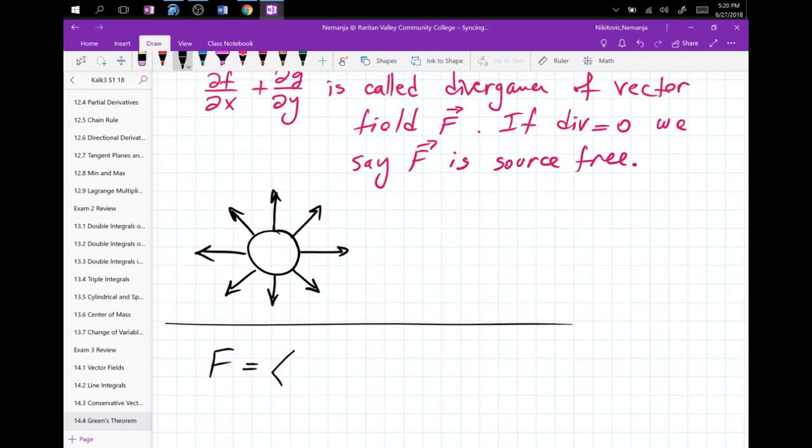So the vector field is F = ⟨y, -3x⟩, and R is a region bounded by y equals 4 minus x squared and y equals 0. So those are the bounds.